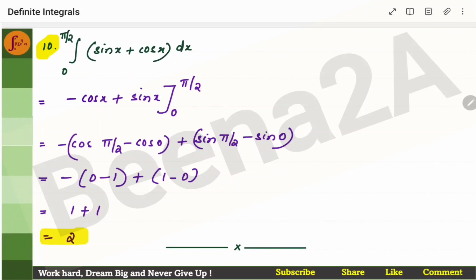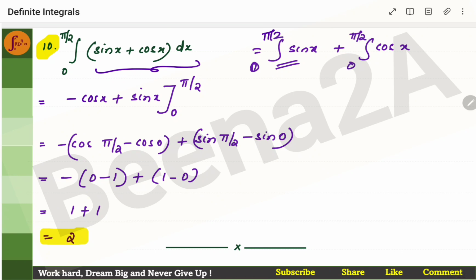Let's look at 10th problem. Find the integral of sin x plus cos x. So find the integral separately. So this will be integral of sin x plus integral of cos x. Separately you find the integral, 0 to pi by 2, 0 to pi by 2. What is integral of sin x? Minus cos x. What is integral of cos x? Sin x.